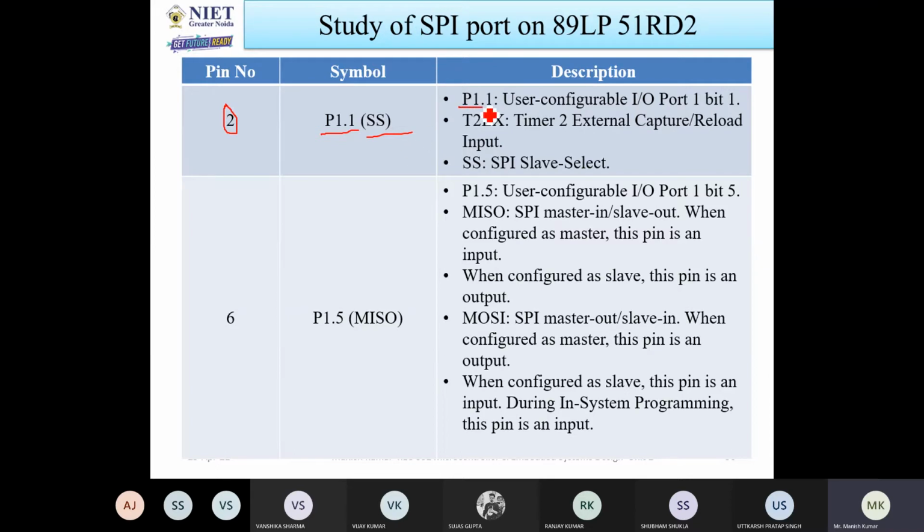So P1.1 is a user configurable input output port 1 pin. You can define either input or output, no problem. Either you can define it as T2EX or you can define it as SS. So P1.1 is also called bit 1 of port 1. Same way, P1.0 is port 1, bit 0. P1.5 is port 1, bit 5. Okay, so you can also denote it that way. This is the notation.